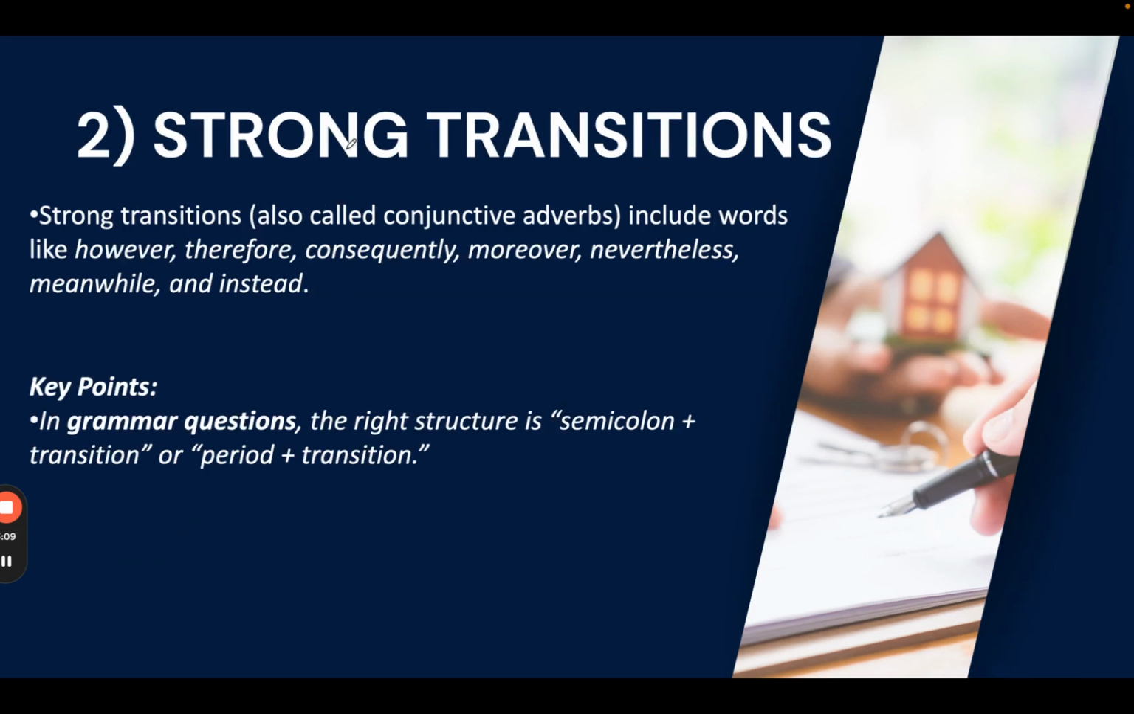Now let us go ahead and see strong transitions. What are they? These are basically some conjunctive words. Words like however, therefore, consequently, moreover, nevertheless, meanwhile, instead. There are some examples of these strong transition words. Now, key point is that in grammar questions, the right structure is a semicolon plus transition or a period plus transition. So something like this, a semicolon and a however, or a however, and in this case you have a period because they are interchangeable. But there are some ways that you can use a however other than this in a sentence. We'll see that as well.